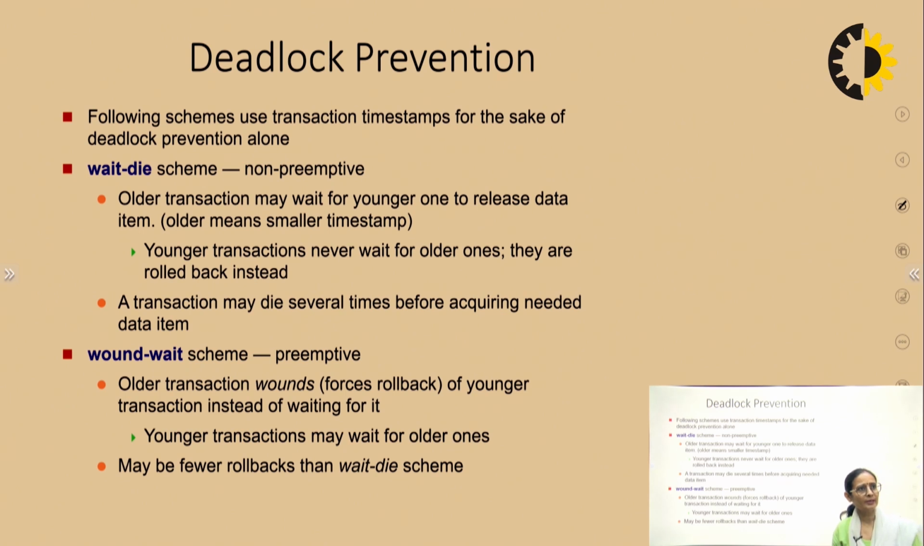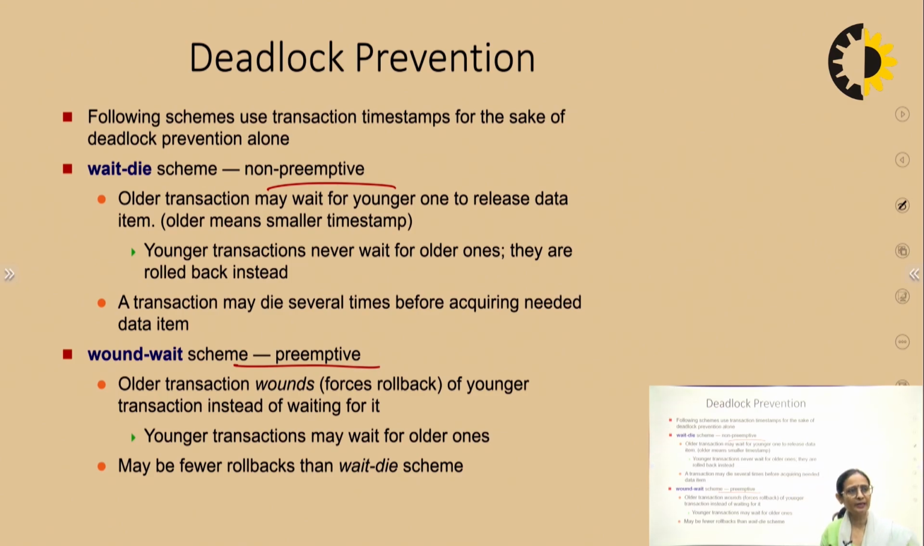The following schemes use the transaction timestamps for the sake of deadlock prevention alone. So in these prevention schemes, we are using the timestamp values. The very first scheme is the wait-die scheme. The wait-die scheme is non-preemptive, whereas the wound-wait scheme is preemptive in nature.